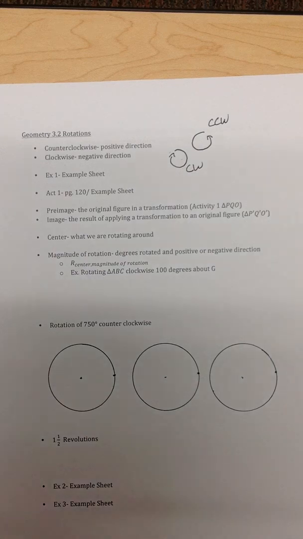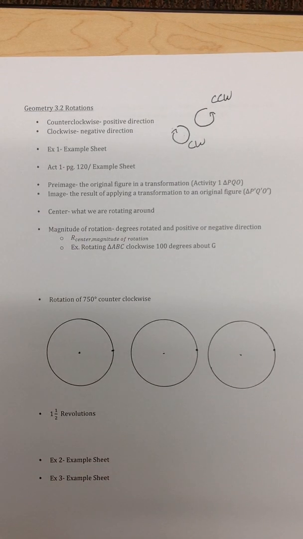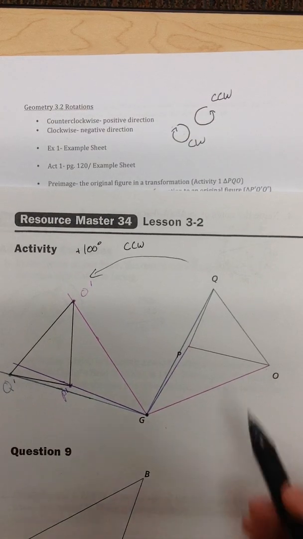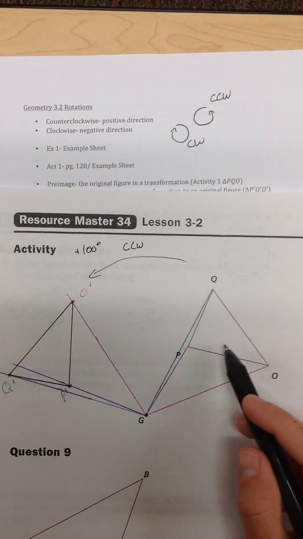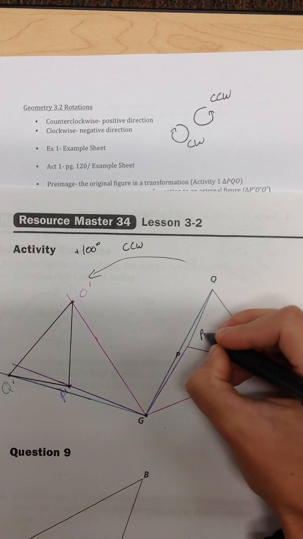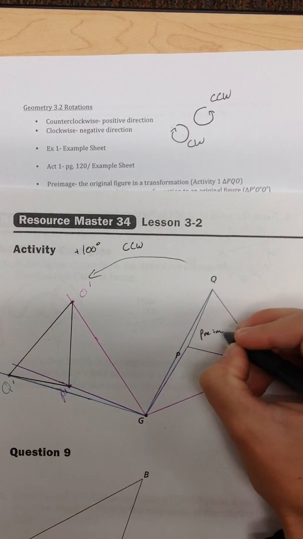Next thing here, we've got some definitions. So we've got pre-image and image. So pre-image is the original figure in the transformation. So if we look back to our activity here, our pre-image, and maybe you want to label it here, our pre-image was the one that was printed on the piece of paper, the one before we did any moving. So this one was our pre-image.